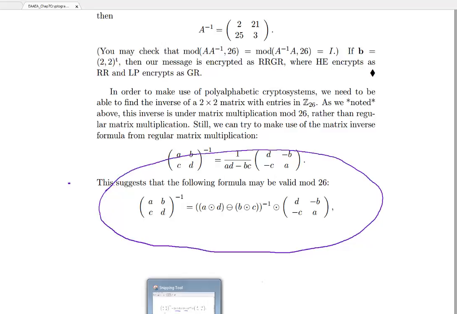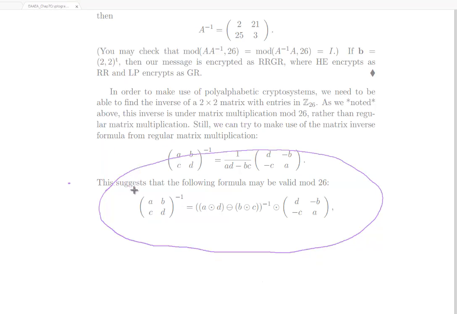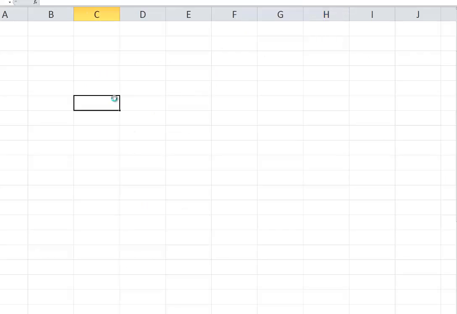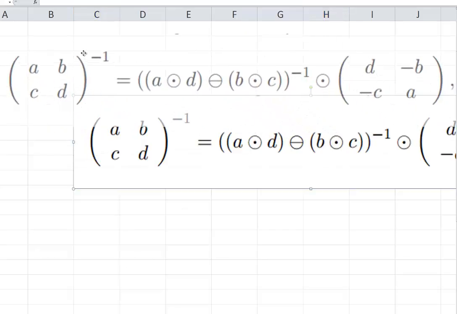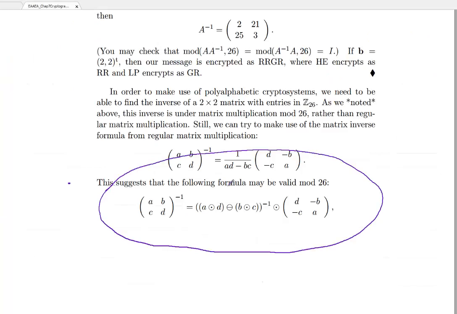So what I'm going to do is I'm going to snip this. And I'm going to use a spreadsheet to help me work an example. So I've opened the spreadsheet already. I'm just going to paste that here. Put it up at top. Okay. And let's try a specific example. I'll go back down to the place where it was.